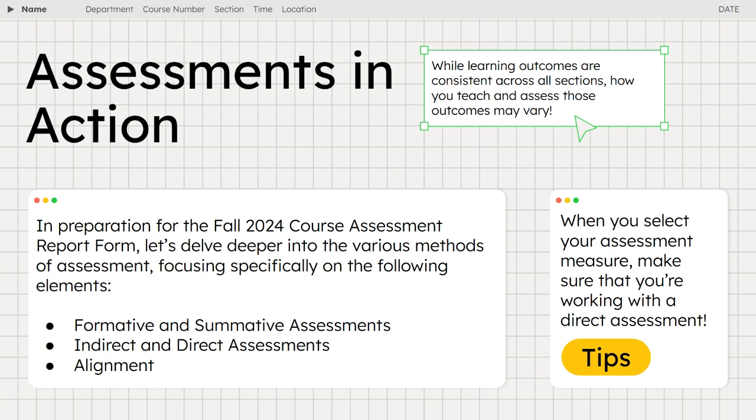So there are tips occasionally on these slides, the first of which here is when you select your assessment measure, make sure you're working with a direct assessment. We have seen assessment reports before where someone will say, well, students attended, which is awesome, right? I love attendance. We definitely want to make sure that those students are there and they are actively learning, but attendance is not a thing to assess.